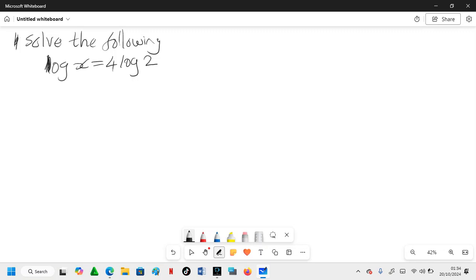Okay, so you obviously take that from there because we might need to drop the logs, so that we have log x being equal to log 2 power 4. Alright, now at that particular juncture you can drop the logs so that x is 2 power 4, and therefore x is 16.